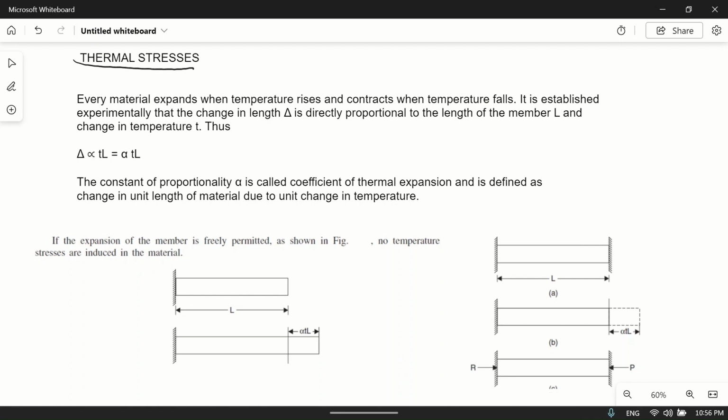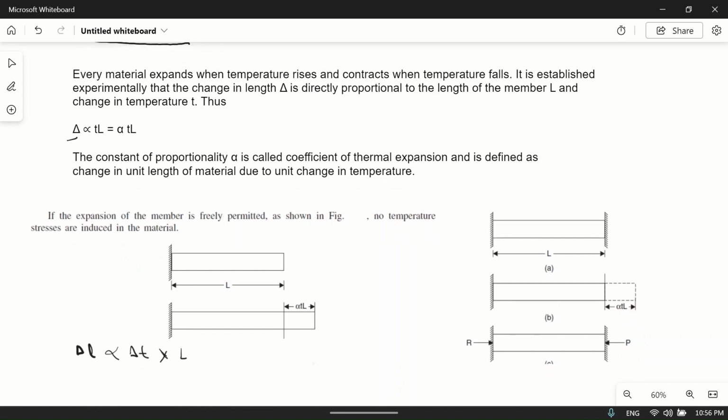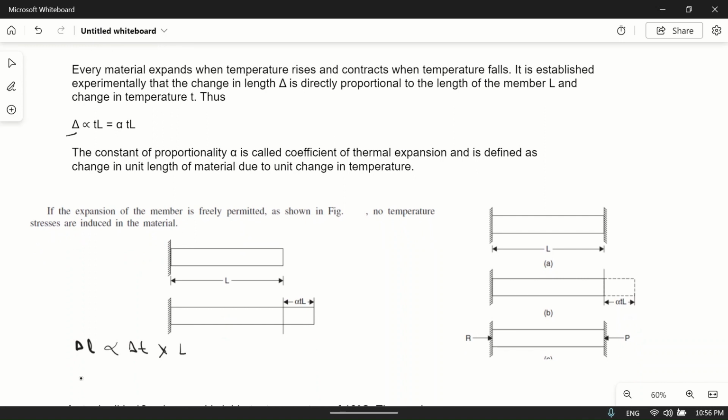So how much will be the increase in the length? This delta L, which is the increase in length, is proportional to the change in temperature delta T, and it is also proportional to the initial length of the bar or rod. Now if we put delta L is equal to alpha delta T into L, this is the increase in the length if we heat it by delta T. If we cool it by delta T, then it will be a reduction in length.